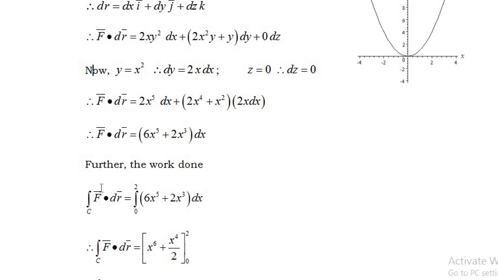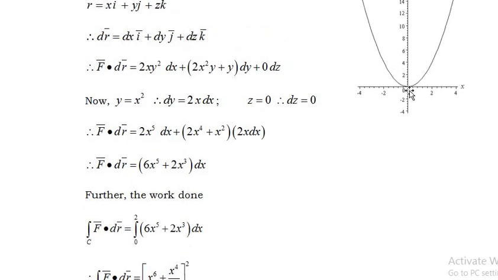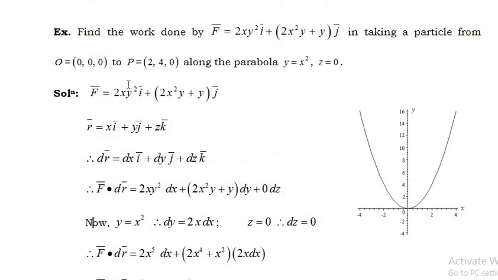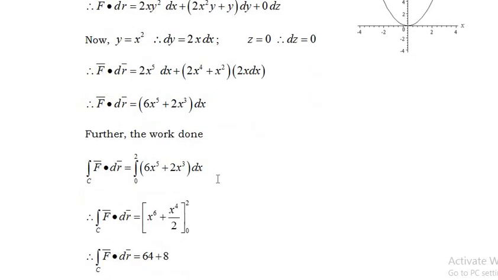Further, the work done, integration of F bar dot dr bar over C, is equal to integration of 6x to the power 5 plus 2x cube dx. And here along this path from point O to this point, we are considering limits of x. X is changing from 0 to 2, x equal to 0 to x equal to 2 along this. So the limits of x are from 0 to 2.